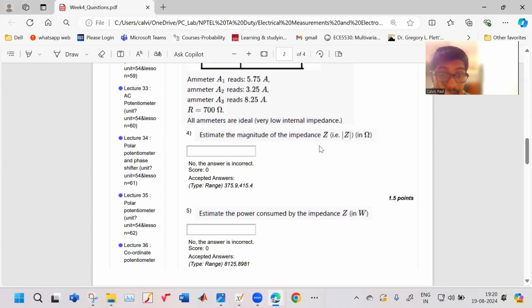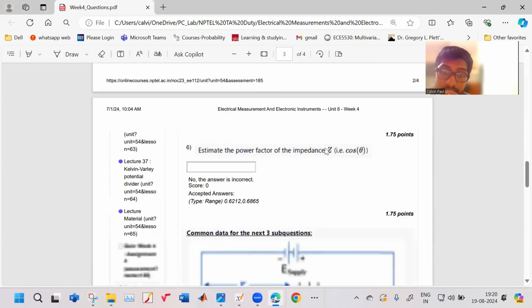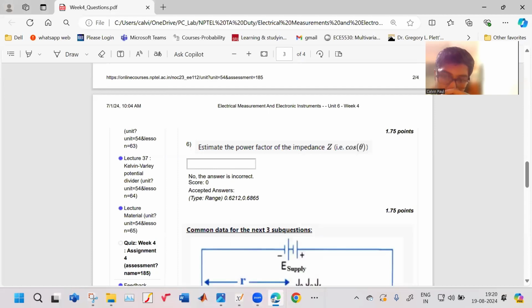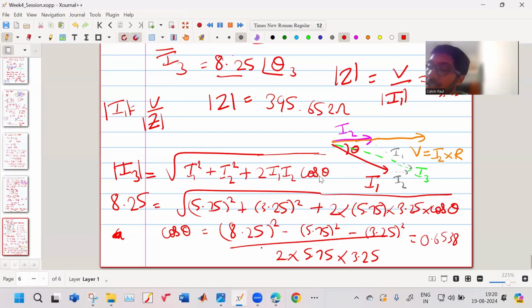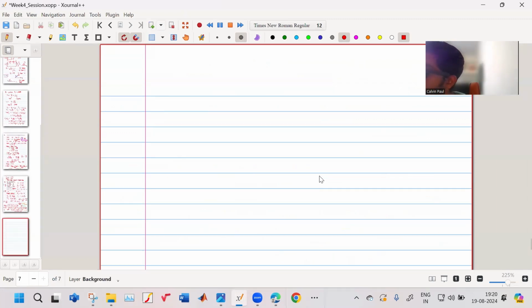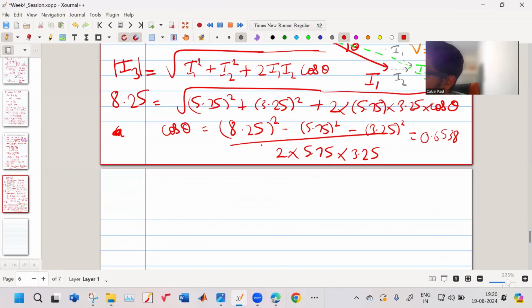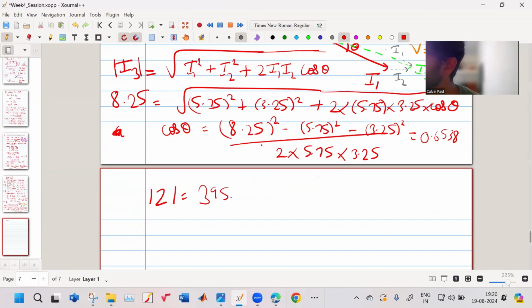They want us to find the impedance, the power consumed by the impedance, and the power factor. So how much is the power consumed by this impedance? Can anyone tell? We found Z to be 395.65 ohm. And here the current I1 is 5.75 ampere. We know the cos theta is 0.6538.